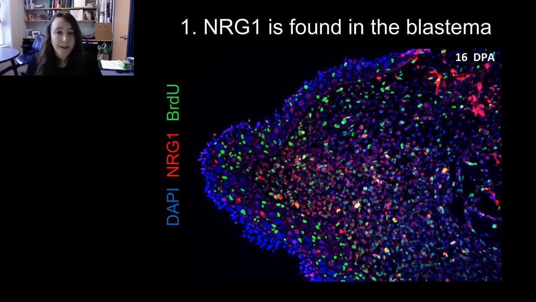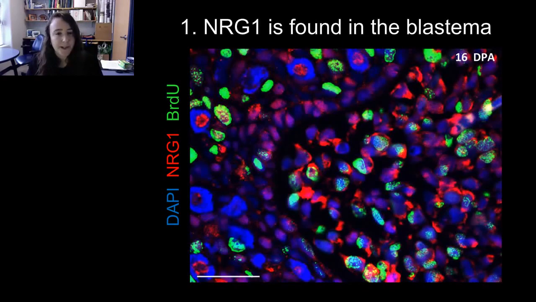And moreover, it is also found in the blastema. And here I'm mixing things up a bit. Neuregulin is now in red, whereas BrdU, the proliferative marker I mentioned earlier, is in green. And when we zoom in on this blastema, what we see is that, first of all, a lot of these cells are localized with neuregulin-1. You can see that they're stained in red. And also a lot of these proliferating cells are co-expressed with neuregulin-1. So many of these cells are both green and red, which indicates to us that there is at least some sort of correlation between proliferation and neuregulin-1.